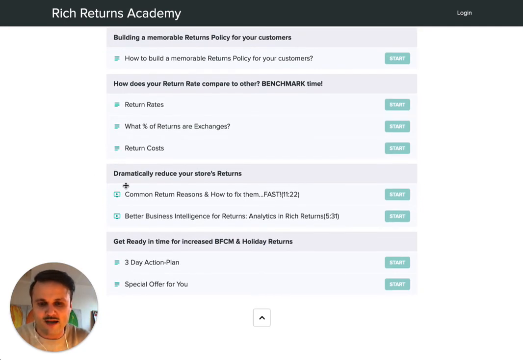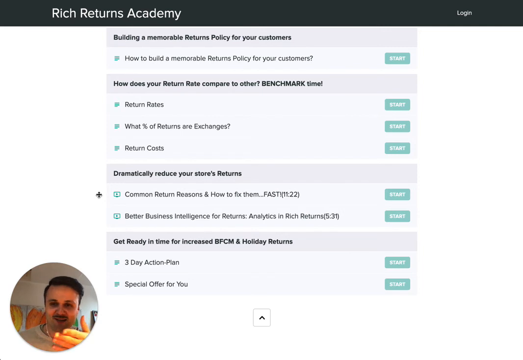Things like this. Common return reasons: I think we're going into 5 different categories of return reasons and how to fix them fast. You will have very few return reasons that are responsible for a majority, probably 80%, of your returns. So if you can fix or improve them, you can lower your returns. Super important.